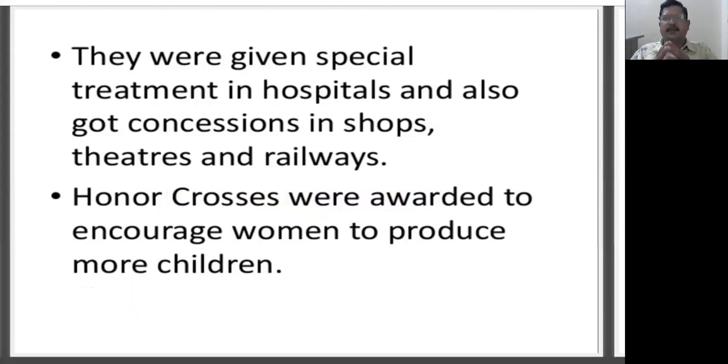They were given special treatment in hospitals and also got concessions in shops, theaters, and railways. In many places they were given free tickets in the theaters and railways, and concessions in shops, and special treatment in hospitals because they are giving birth. Honor crosses were awarded to encourage women to produce more children. Suppose they were given a bronze cross as a medal if they gave birth to two or three children. If they gave birth to five or six children, they were given a silver cross. Like that, they were honored if they produced more children.